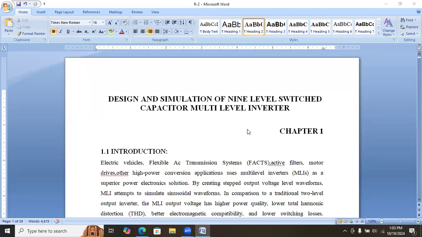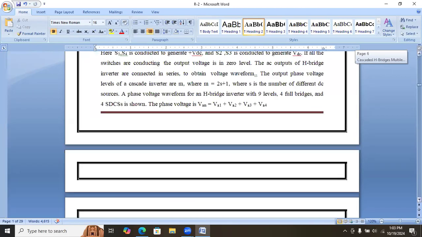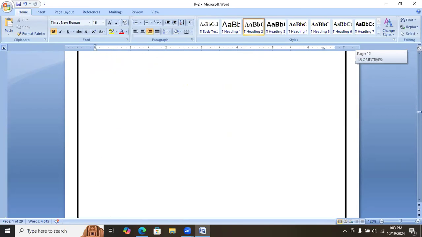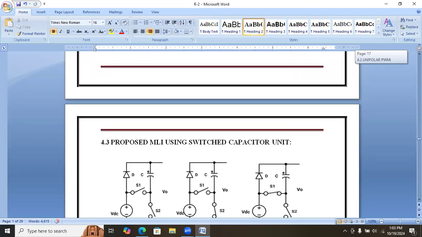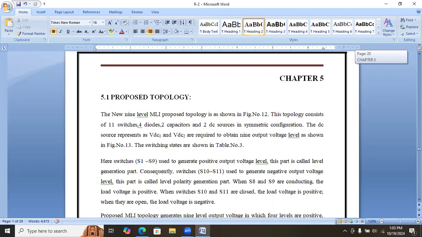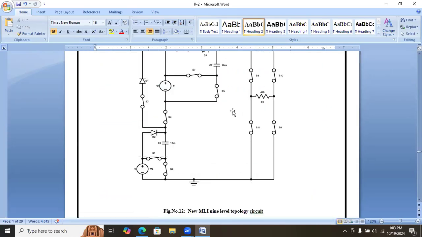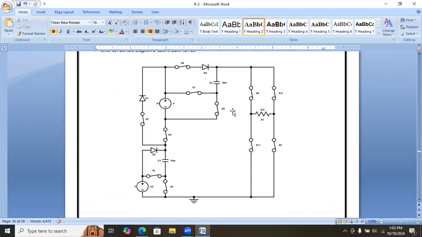This is the simulation of a 9-level switched capacitor based multi-level inverter. This is the proposed inverter. Here we have two switched capacitor cells, C1 and C2, two switched capacitors.